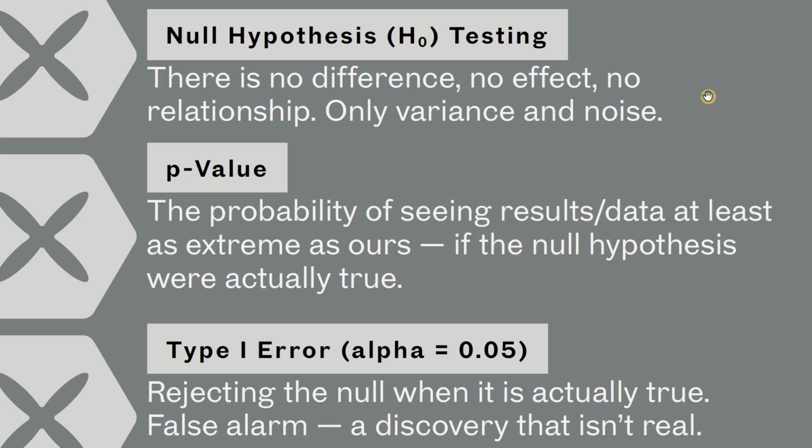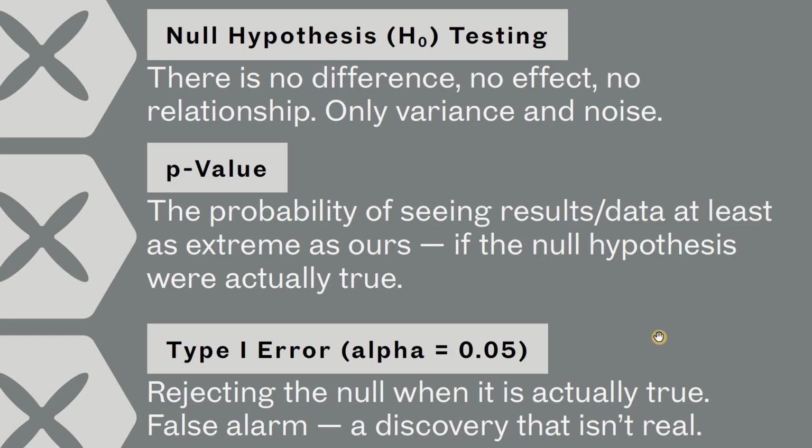But the logic between these tests is a bit counterintuitive, so we have to clarify a few terms quickly. All of these tests will start with the null hypothesis, or the assumption that there is actually no difference, no effect, no relationship, only noise or variance. And then the p-value will give us the probability of seeing data or results at least as extreme as ours if the null hypothesis were actually true. And if this value is very low, we say that it is pretty unlikely that the null hypothesis is true and we reject it and accept an alternative or the research hypothesis.